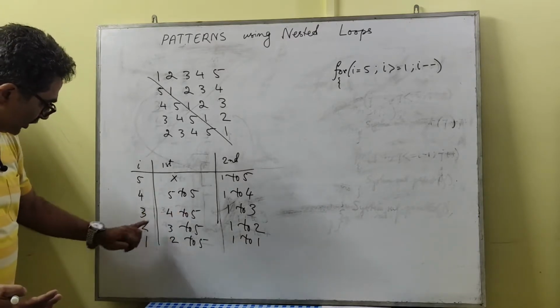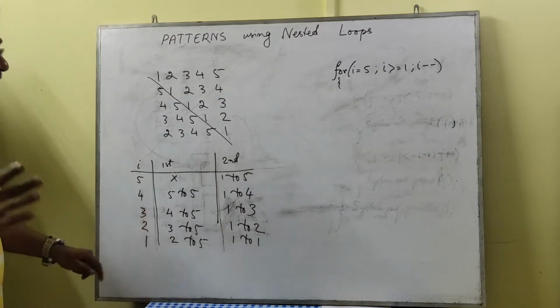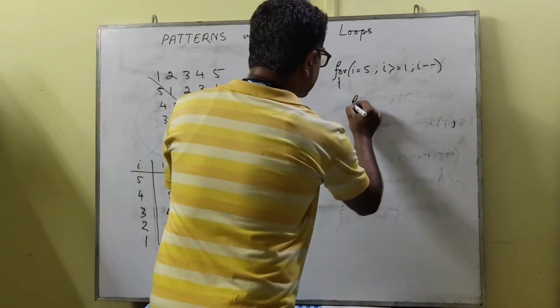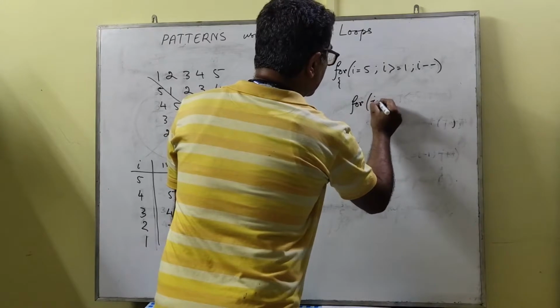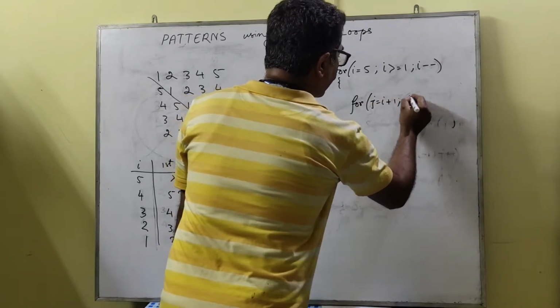You see, when it is 3, 4. When it is 2, 3. So I plus 1 to 5. So that should be the first inner loop. So J equal to I plus 1 till 5.